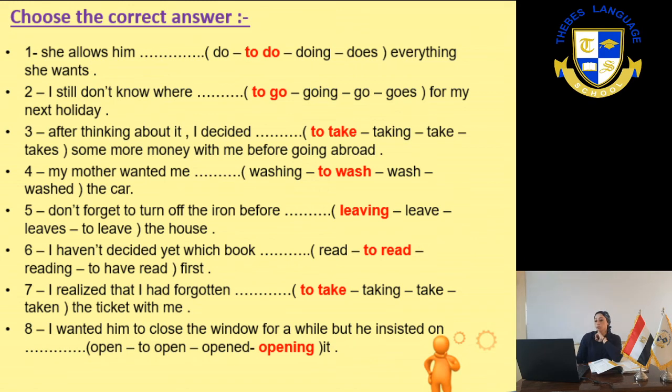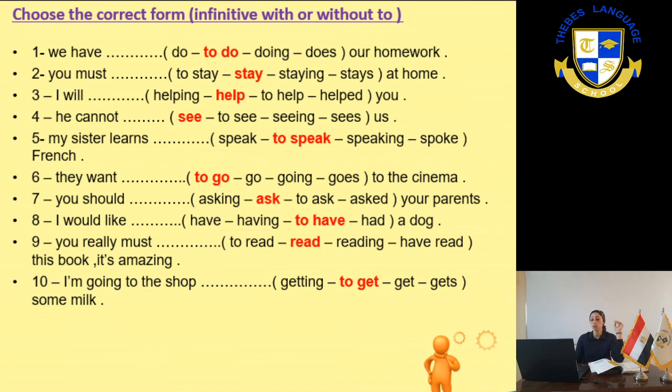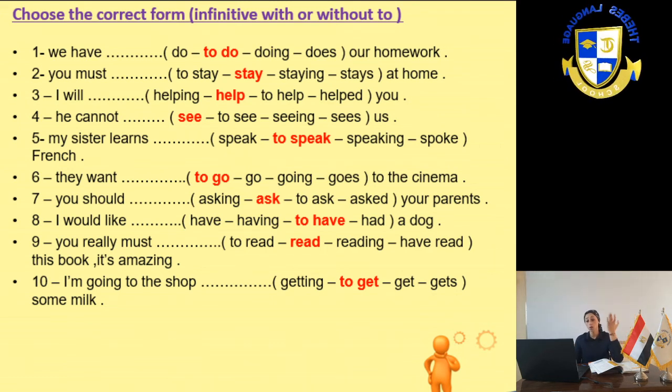Let's move to slide number 10. Choose the correct form, infinitive, with or without to. We have our homework. We have to do. You must at home. Stay at home. I will you. Help you. He can't us. He can't see us. My sister learns French. Learns to speak French. They want to the cinema. They want to go.